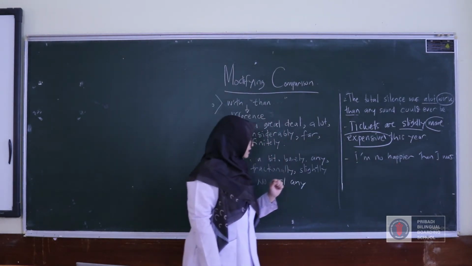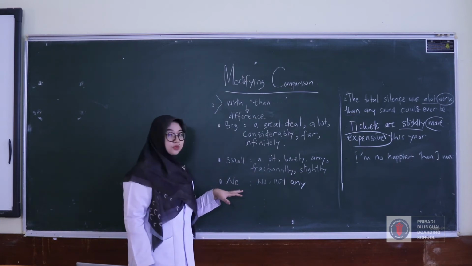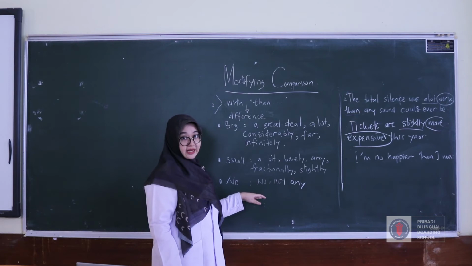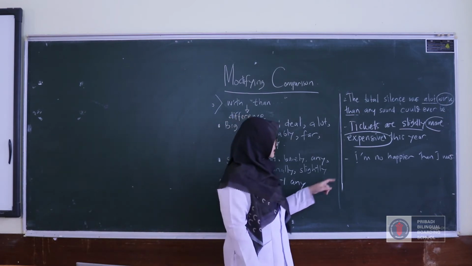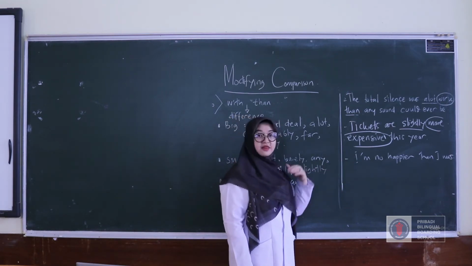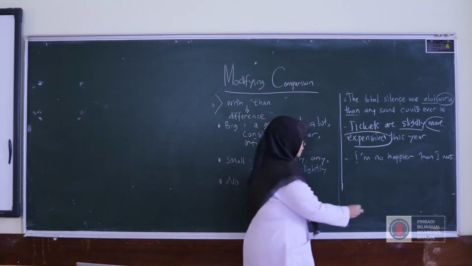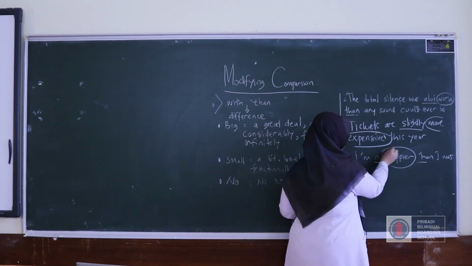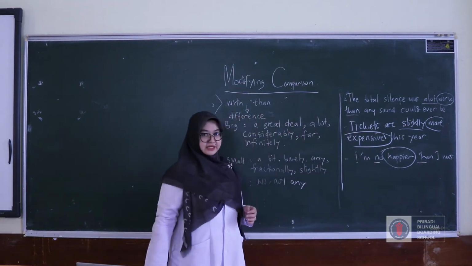And then the third one is no difference. We use the word no or not any. The example is: I'm no happier than I was. We use the word than here. This is the word no, and happier is the comparative adjective.